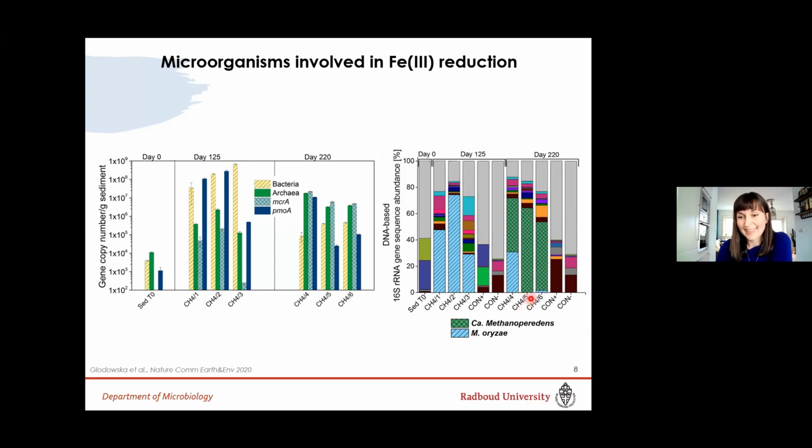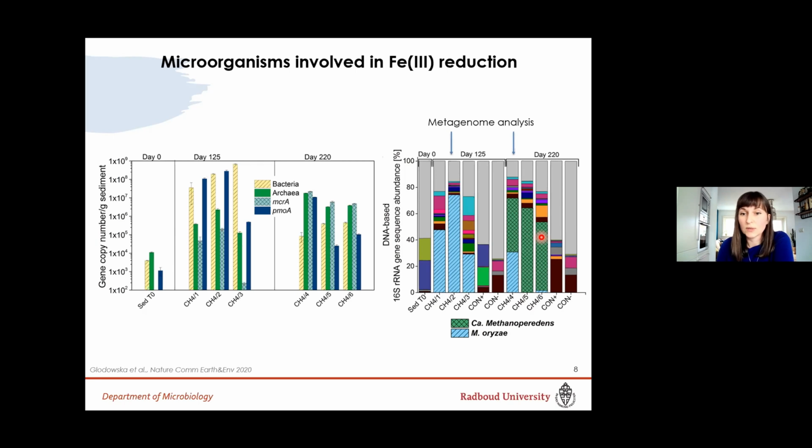And that was really exciting because this was the organism that we were really targeting and that we were hoping to see. So at this time, Candidatus Methanoperedens accounted for about 60 to nearly 70% of the microbial community. And we were pretty positive that this is the microorganism that is actually driving this process.